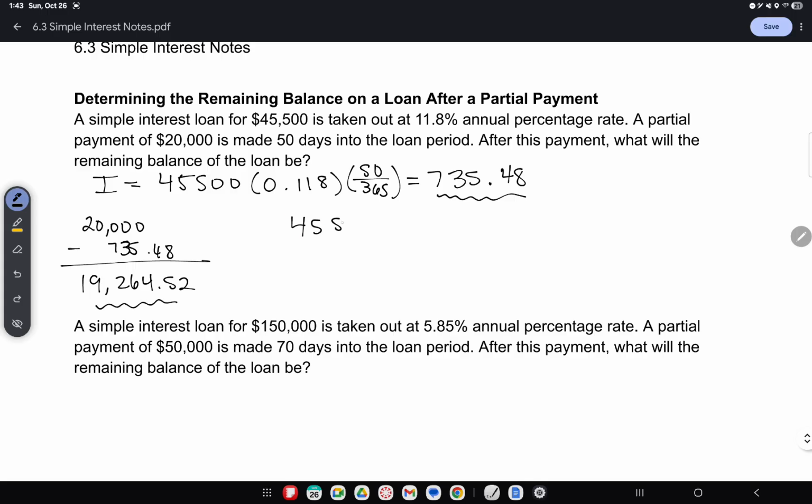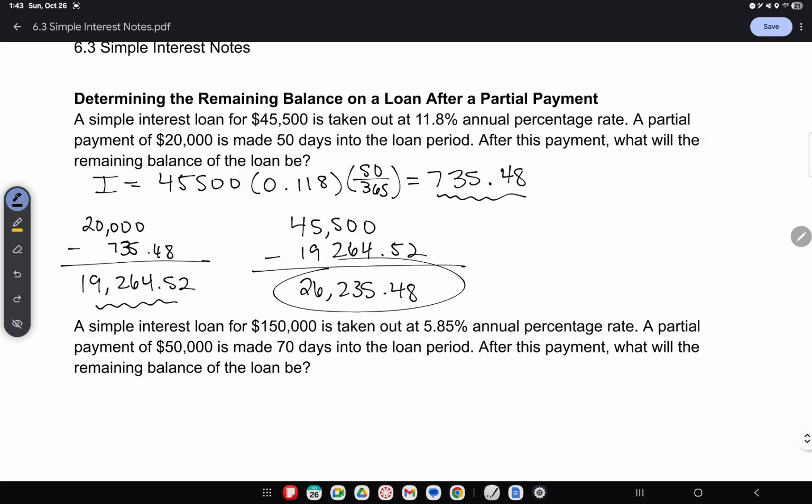So I'll take the loan amount, the $45,500, and subtract off the $19,264.52, and we'll get $26,235.48 left to pay on the loan.